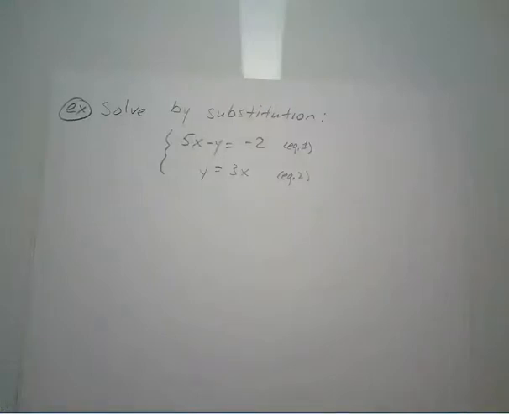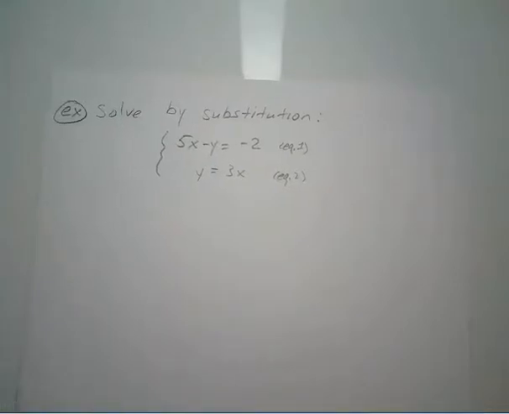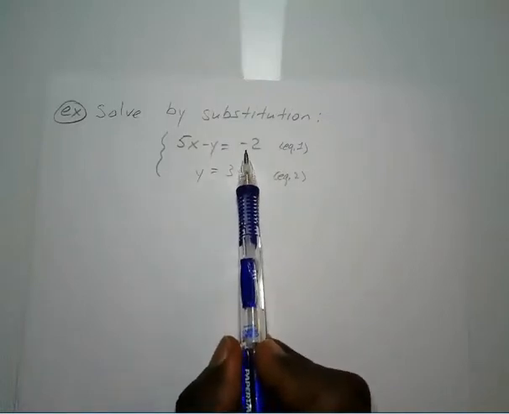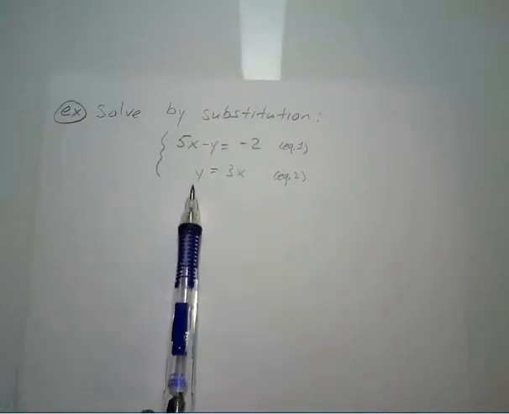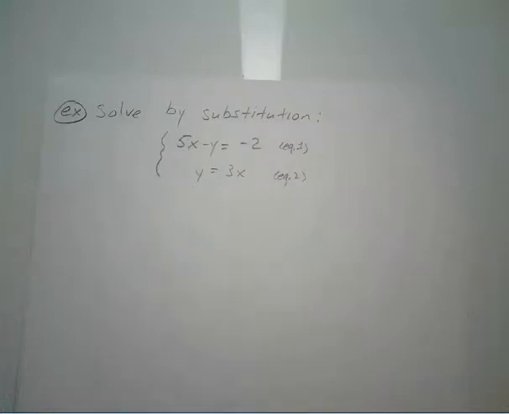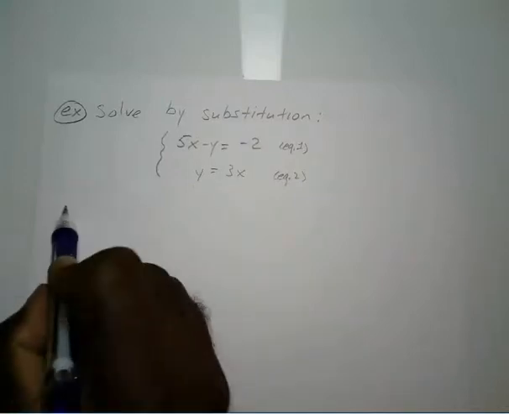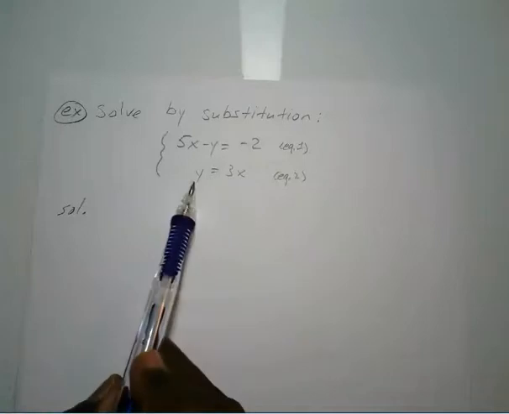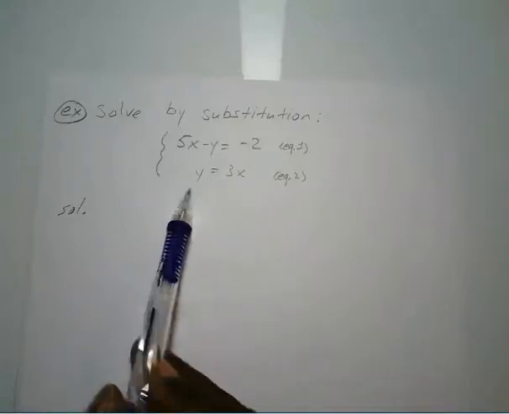Okay, so solving by substitution. Let's say if we wanted to solve the system where you have 5x minus y equals negative 2, and y equals 3x. Just like before, the first thing you want to do is get at least one variable isolated. Here, the y is already by itself.